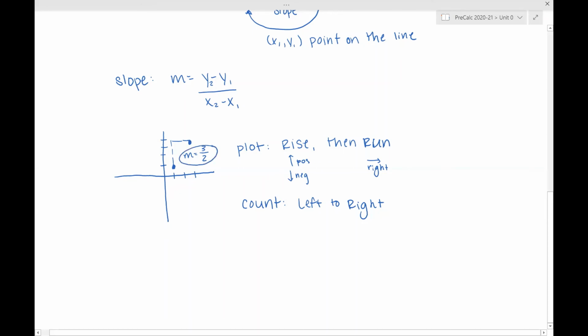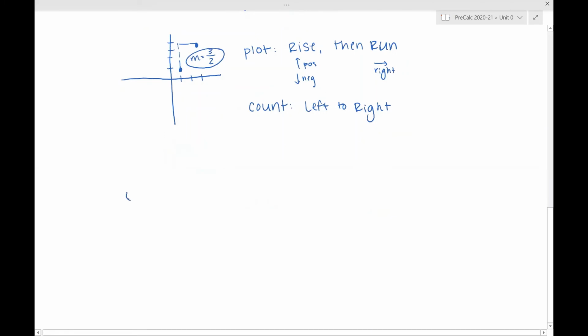Last thing that I would say, just as some helpful hints, if you're going from left to right and your graph is increasing, that is a positive slope. If you're going from left to right and your graph is decreasing, that would be a negative slope.